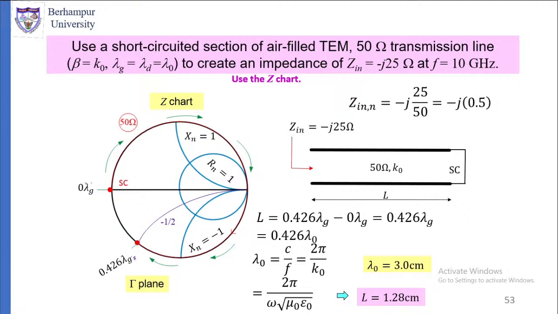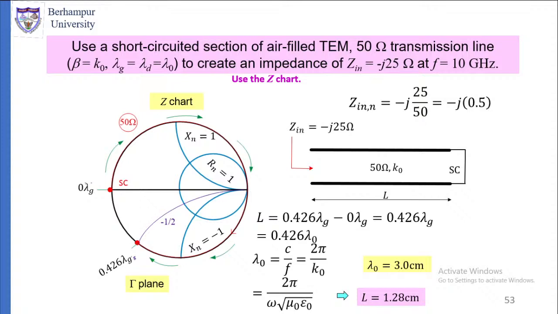Now we are moving from the short circuit point towards the generator. So we have to find out what is the length by moving in the clockwise direction. You can see the arrows are given in the clockwise direction. So start from 0 lambda G, move in the clockwise direction till you reach the point, which is approximately 0.426, very close to 0.5 lambda. Then find out what is the length of that section.